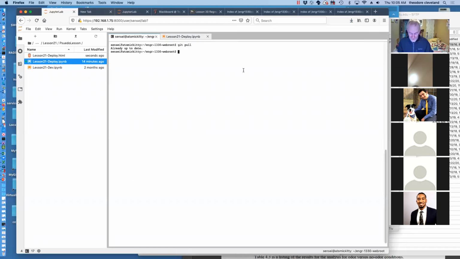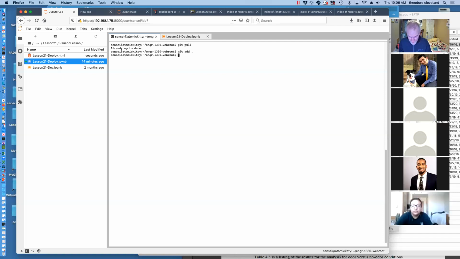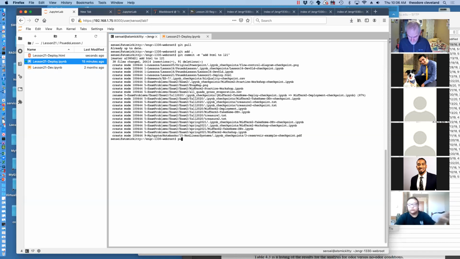And to put it back on the server that you guys have access to, I will use the miracle of the Git utility. I'll add that to the repository, commit it, push it to the central repo.